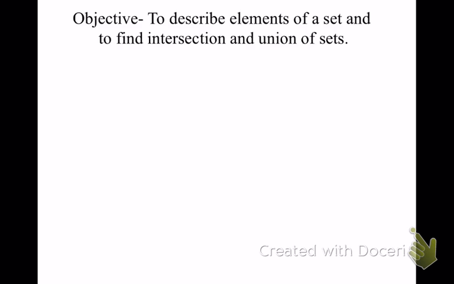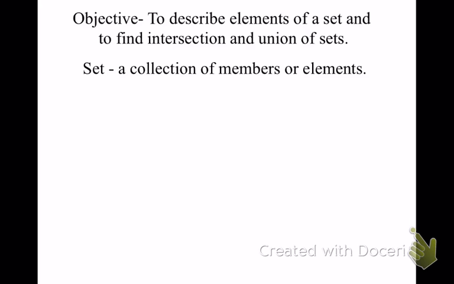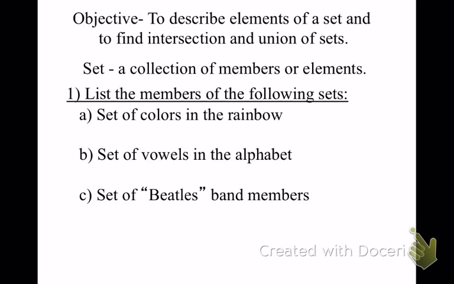And we are going to start talking about sets. So a set is a collection of members or elements in a group. Okay? When I talk about members of a group, one way we can look at it is just take it to our real life. And let's look at, let's say, the colors of the rainbow.